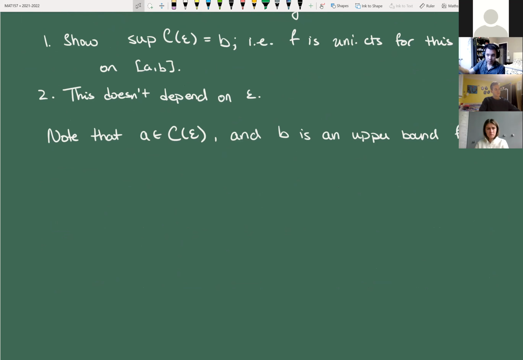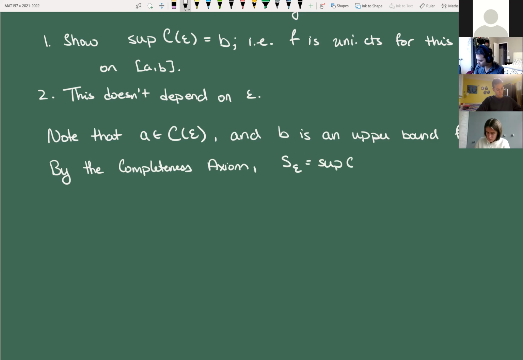It's because, again, if you're continuous at a single point, then there is a single delta, which works. It's bounded from above. So by the completeness axiom, the supremum exists. I'm going to call it S sub epsilon, the supremum of C epsilon. Okay, capital S for supremum. And then I'm going to call it S sub epsilon just to remind us that this actually depends on epsilon, right? If I choose a different value of epsilon, I'm going to get a different S sub epsilon.